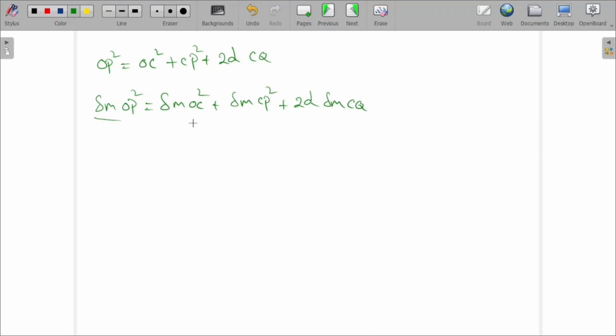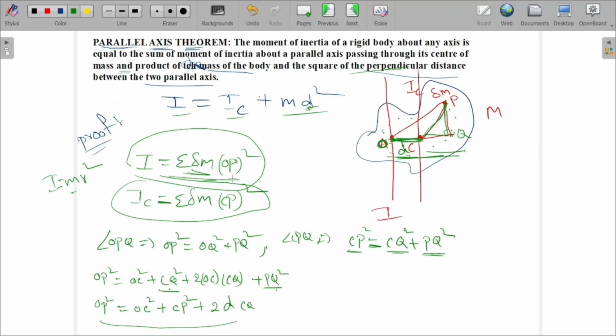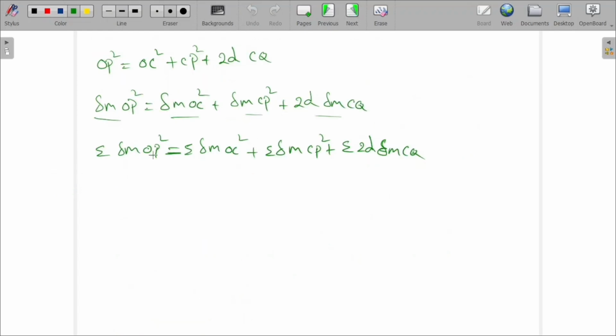This is for only one particle. Like that many particles are there, no? So we have to do the summation. So summation delta m OP square equals summation delta m OC square plus summation delta m CP square plus summation 2D delta m CQ. From this, summation delta m OP square is nothing but I. Summation delta m CP square is nothing but IC.